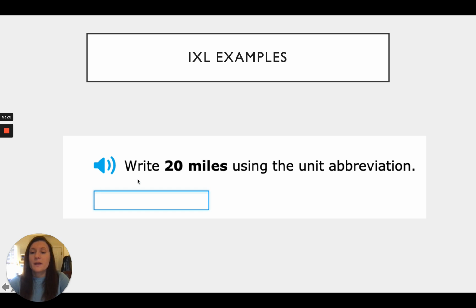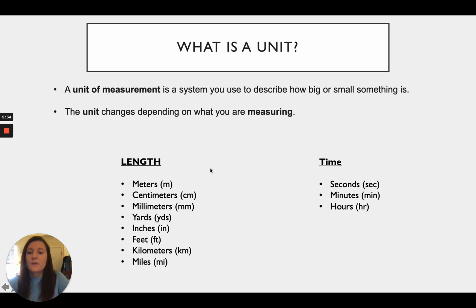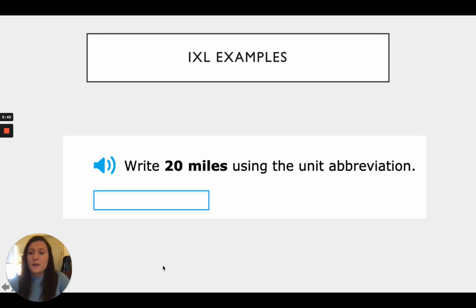All right, this time we have write 20 miles using the unit abbreviation. So we're working with miles. So again, we're going to go to length, and we're going to go down to the bottom here where we have miles, and miles is MI. So when we go back here, we're going to put 20, and then we're going to put MI as our unit abbreviation for miles.